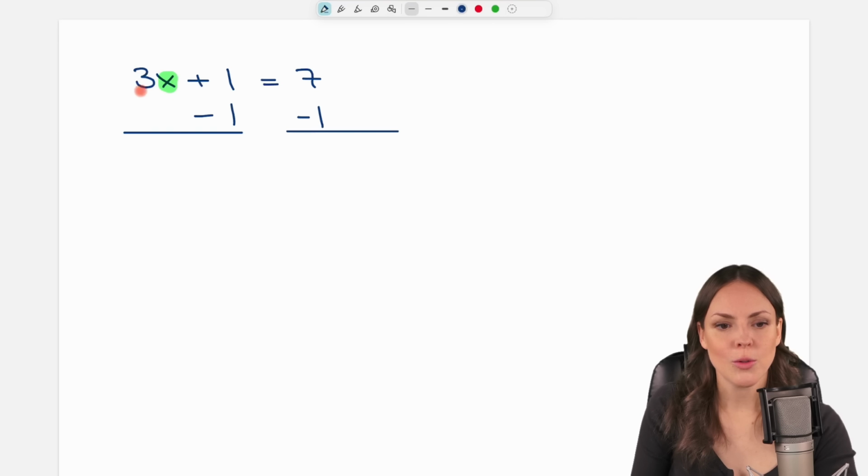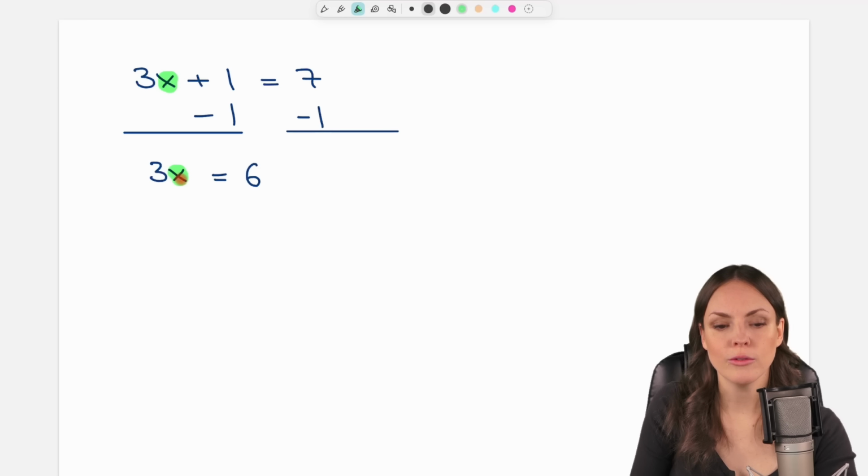Okay, let's do it. So we have 3x here. They stay the same. We don't do anything with them. But here we had plus 1 minus 1 equals 0. So it just cancels out. And on the other side, we have 7 minus 1, which equals 6. This is our equation now.